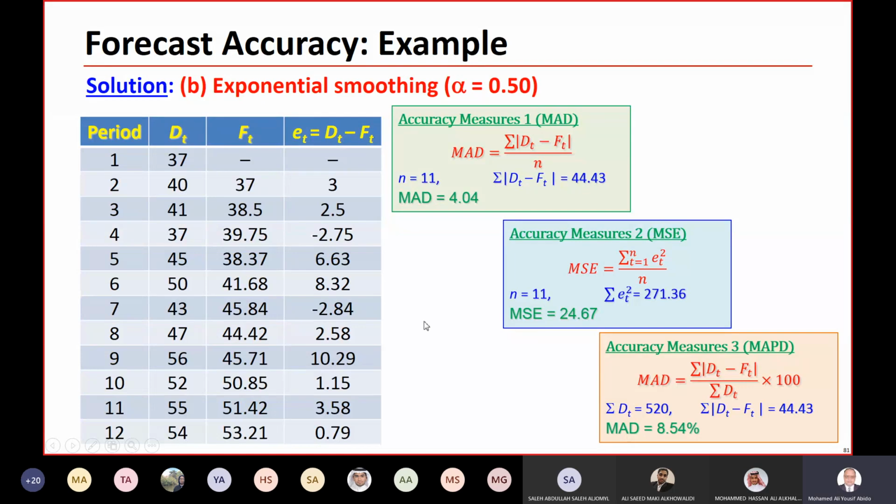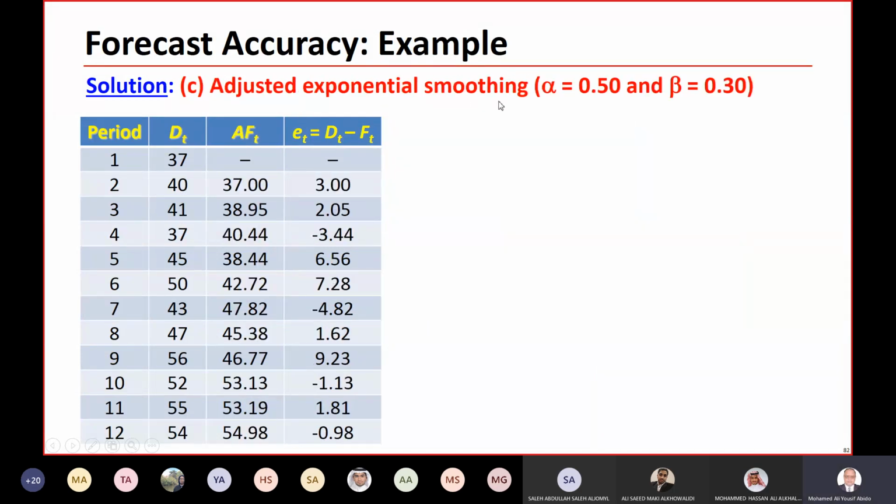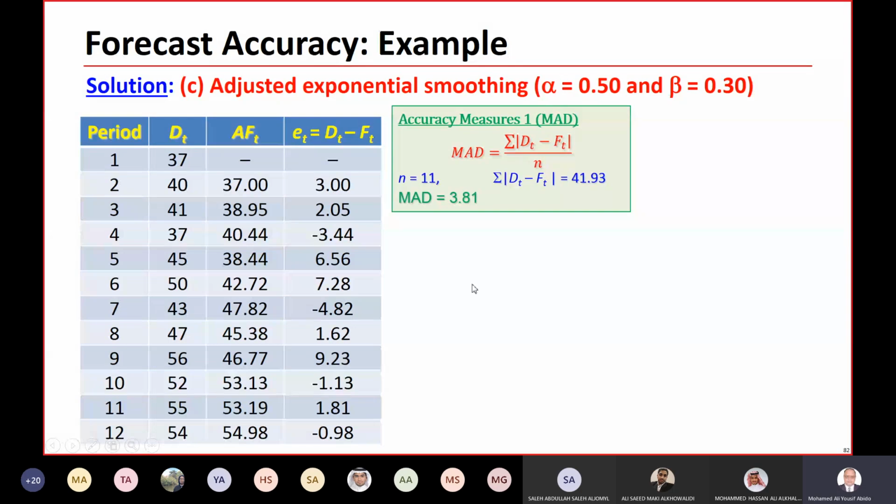Let us see the third method, which is the adjusted exponential smoothing, alpha equal to 0.5 and beta equal to 0.3. We already solved this example and we get the adjusted forecast equal to this, and you subtract, you can get the error in each case, each period, and you can implement those measures. For the first one, the summation of all absolute values of these errors over the number of periods, equal to 11, gives you 3.8. So we have better results than the previous two methods.